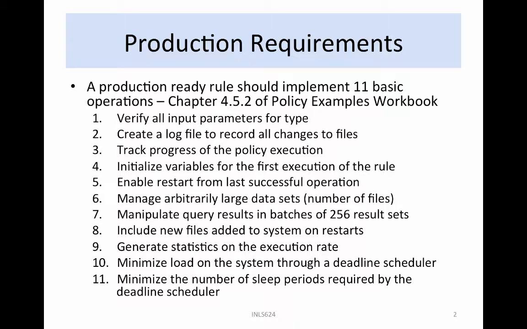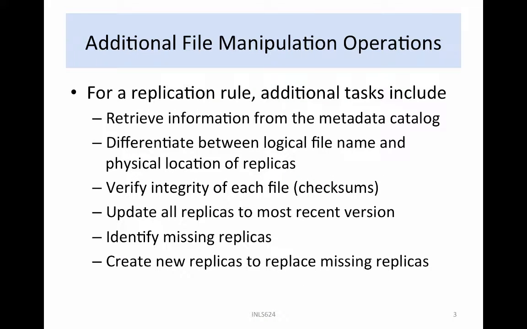A rule that implements all 11 production requirements can be restarted, tracks its own execution, monitors its execution rate, and logs its operations. Rules can also invoke operations related to virtualization of data collections. These capabilities are provided by the DataGrid middleware and enable rules to be run across multiple types of storage systems, operating systems, and network protocols.